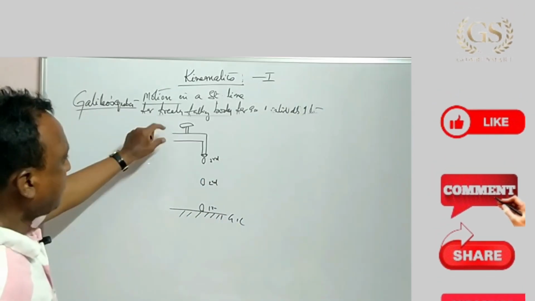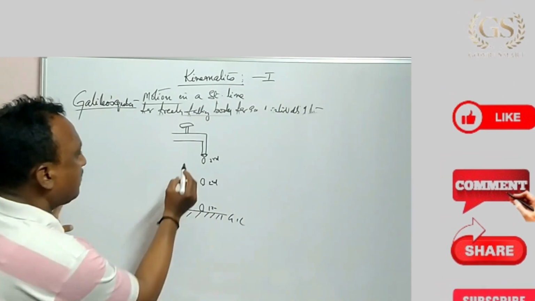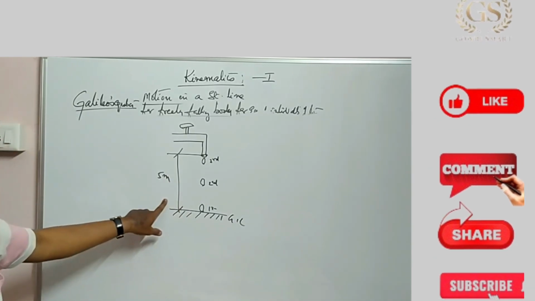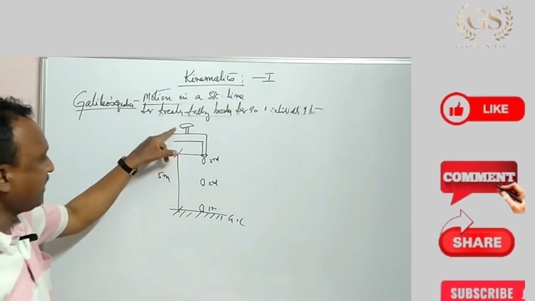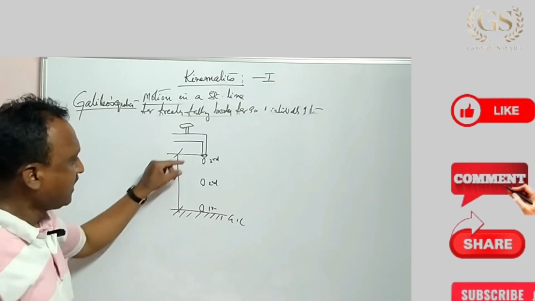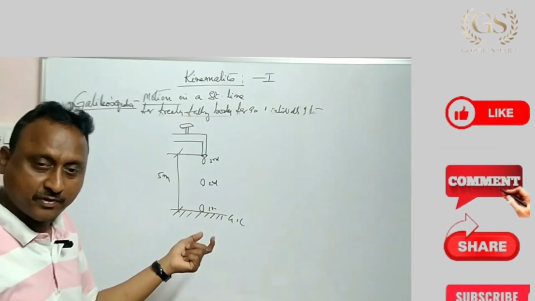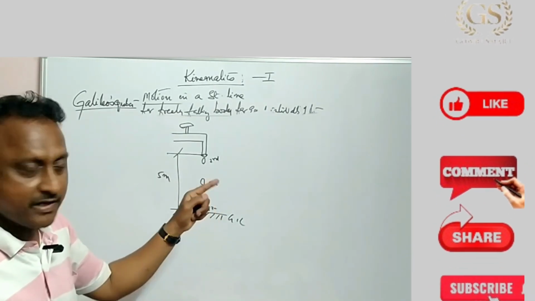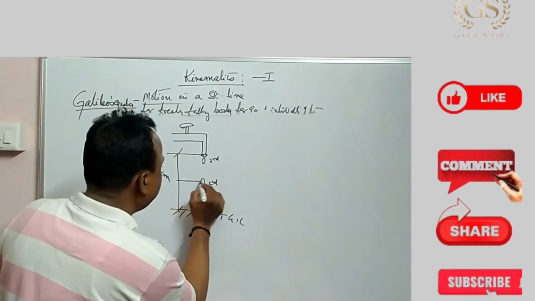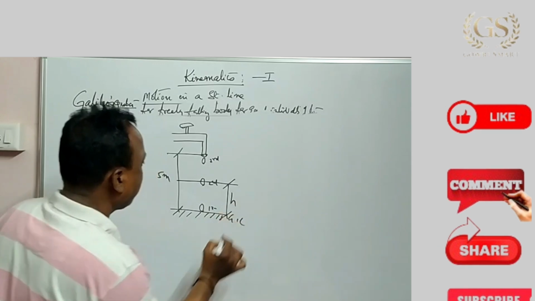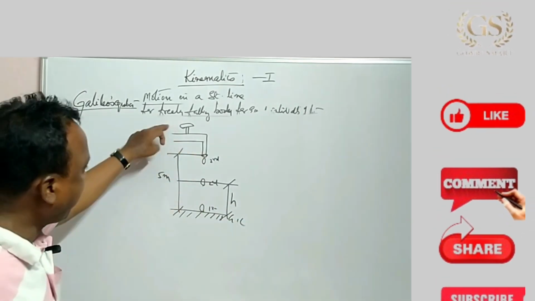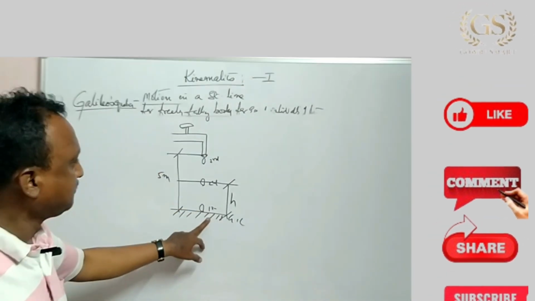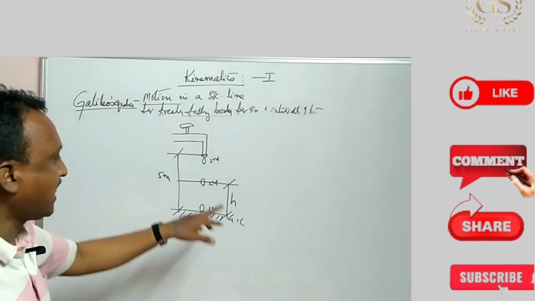Now the question goes like this. Water droplets are coming out from the tap from a height of 5 meters above the ground level. By the time the first drop touches the ground, the third drop is leaving the tap. What is the height of the second drop from the ground level? This is the question.